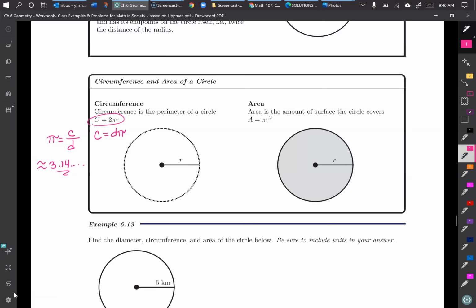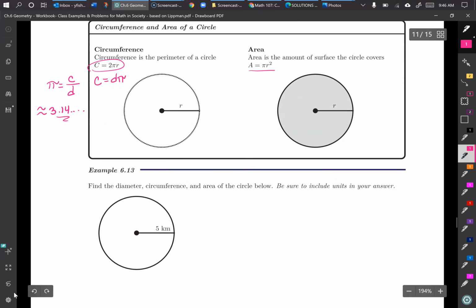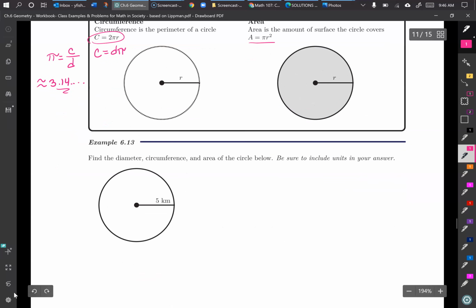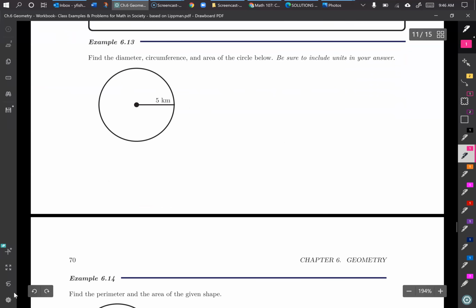So area is equal to pi r squared. So if you're given the diameter, make sure you cut that in half and make sure you do exponents first. So we're going to find the diameter, circumference, and area of the circle below. Be sure to include units.